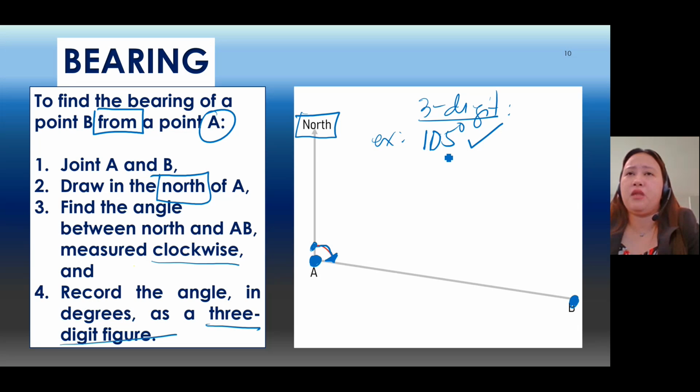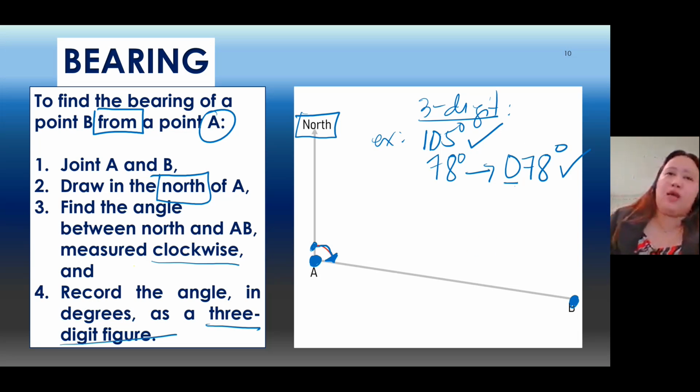Okay. If, for example, you measure the angle and it is 78 degrees, to record this as 3-digit, what you need to do is to add 0 before the number. So 078 degrees. Okay, then this will be your 3-digit figure of the bearing. Okay, next.